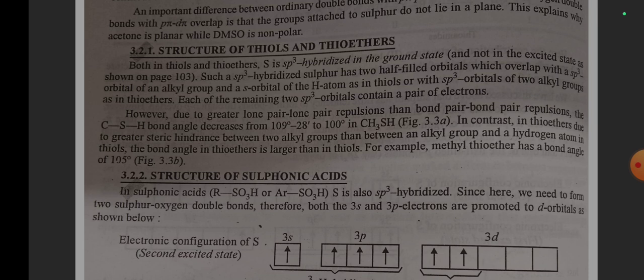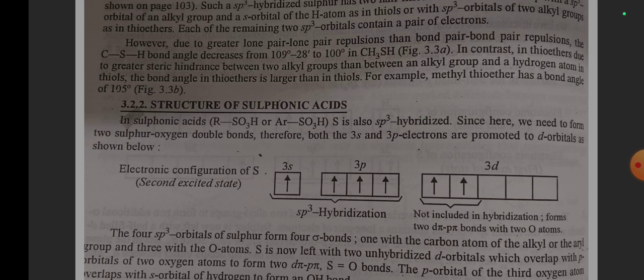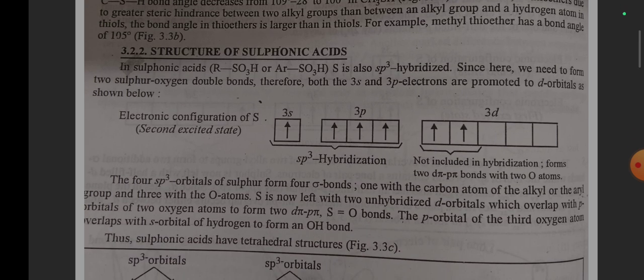In contrast, in thioethers, due to greater steric hindrance between two alkyl groups than between an alkyl group and a hydrogen atom in thiols, the bond angle in thioethers is larger than in thiols. For example, methyl thioether has a bond angle of 105 degrees.